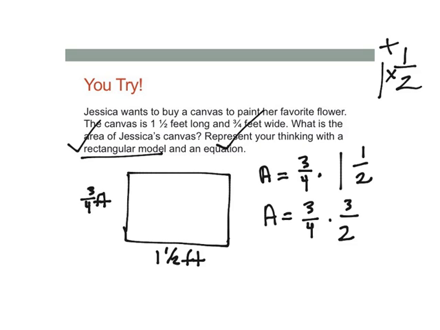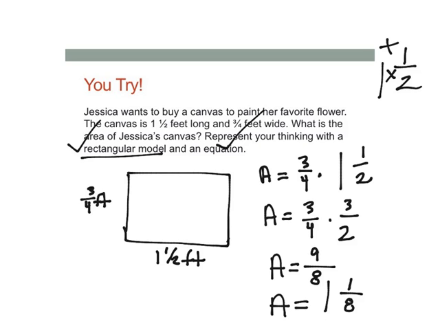Now I'm going to look and see if I can do any cross-canceling. 3 and 2 have no common factors besides 1, and 3 and 4 neither, so now I can multiply. 3 times 3 in my numerator is 9, and 4 times 2 in my denominator is 8. I need to put that into simplest form. That means change this improper fraction to a mixed number. 8 goes into 9 1 whole time with 1 left over. And I will get 1 1/8.